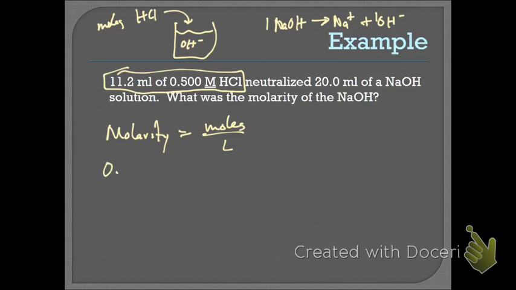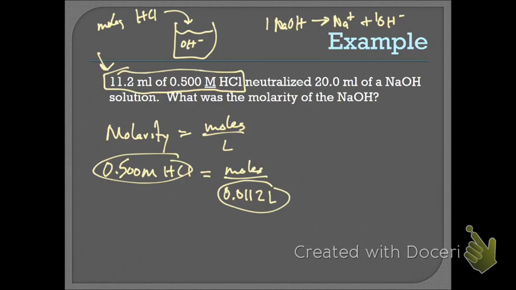So if I have 0.500 molar of HCl, I want to figure out the moles, and I have my liters here, my volume. That's going to be 0.0112 liters. If I multiply the two, I'll get my moles, right? So if I multiply this by this, I'll get my moles.